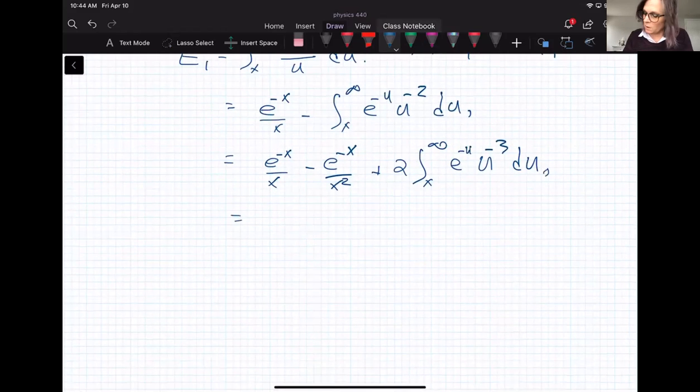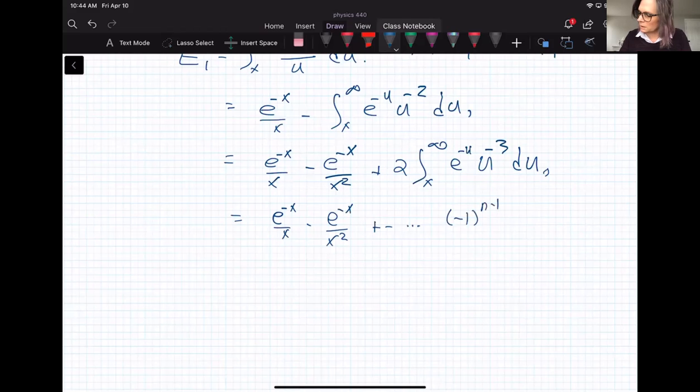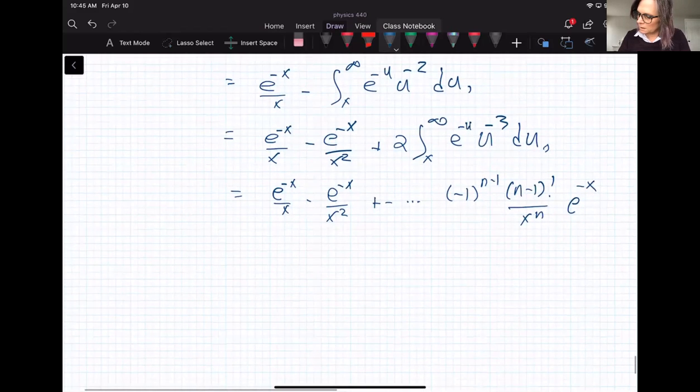So if we keep going, this will end up being e to the minus x over x minus e to the minus x over x squared plus minus, and so on, to minus 1 to the n minus 1 times n minus 1 factorial over x to the n e to the minus x, plus minus 1 to the n n factorial times this last integral of e to the minus u, u to the minus 1 plus n du.